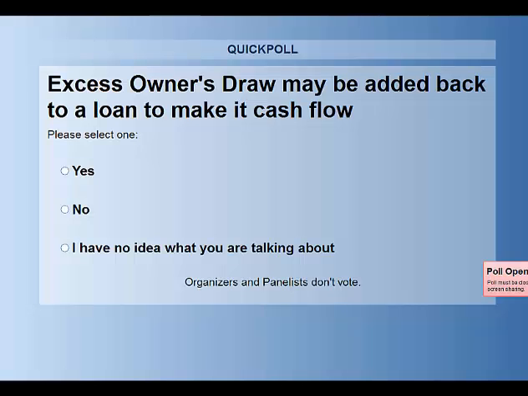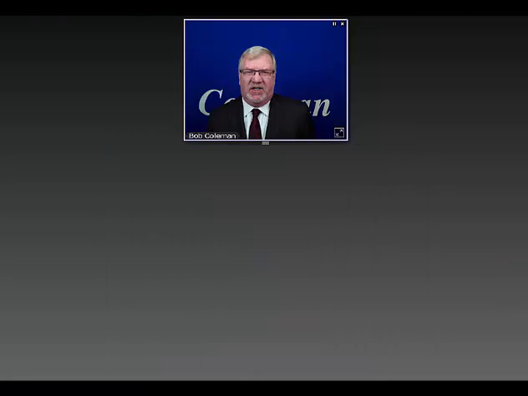One more question. Excess owner's draw may be added back to a loan to make it cash flow. We're going to be talking about cash flow next week, and this is just a preview. Nathaniel, what do you weigh in on that? Yes, is it a best practice? Yeah, it can be. It obviously depends on the amount of the add back and how the excess was determined. The answer is yes, it can be, but be careful on that and have a clear understanding of what the obligations are.